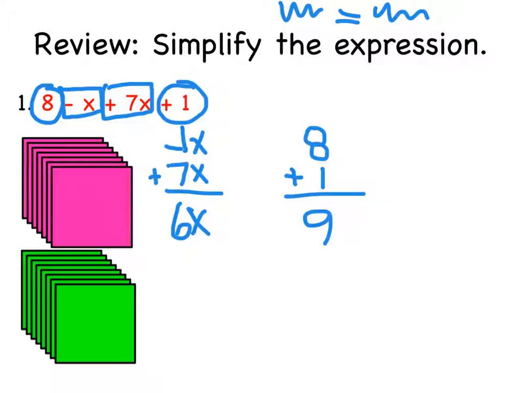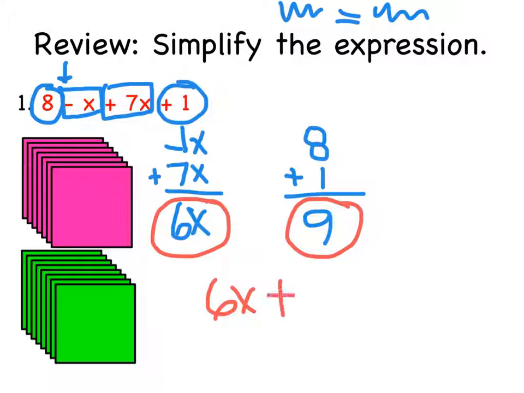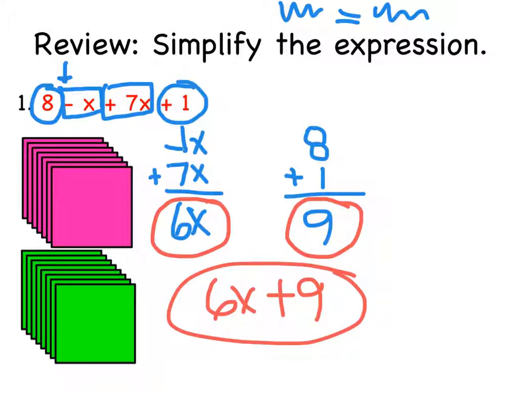So something that's important to remember, the sign goes in front of the term, okay? So this subtract became a negative that went with the x, okay? And I included the positives with the other values. Now, my final answer is when I take all of the x's and all of the constants and I write them as one expression added together, 6x plus 9. That is my final answer, my simplified expression.